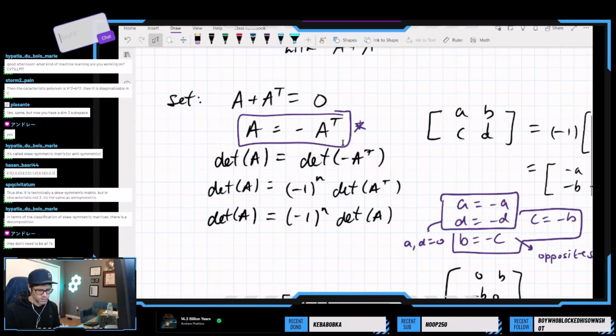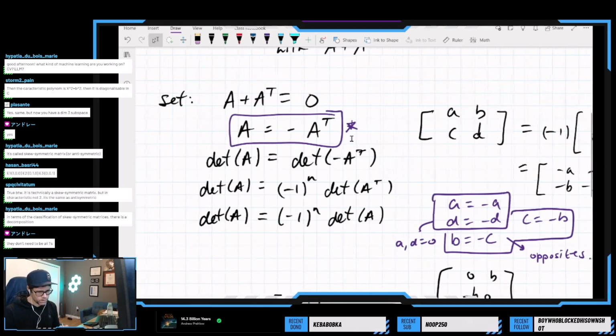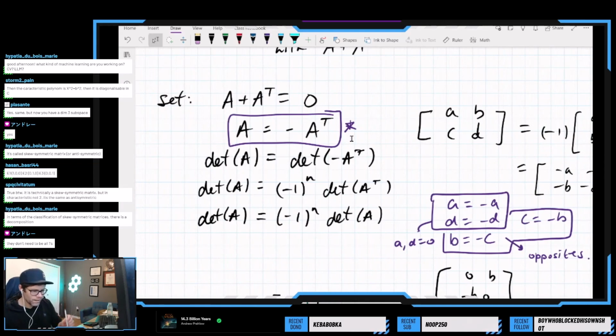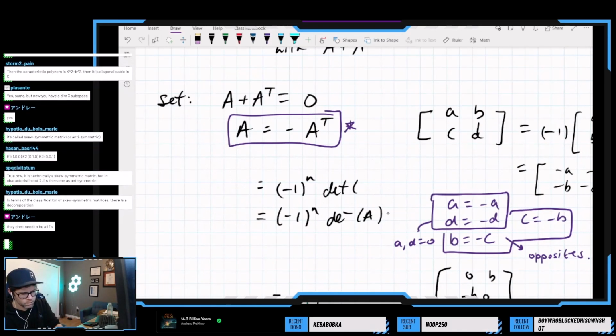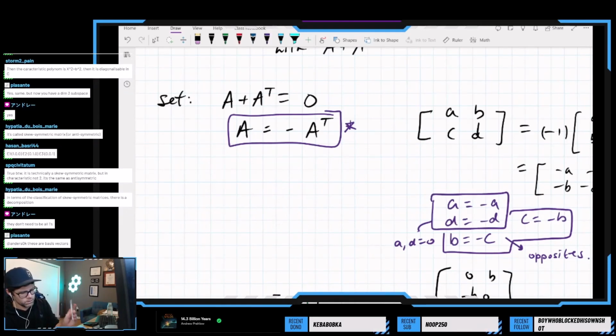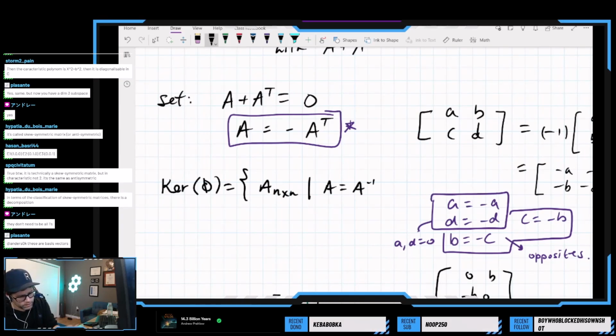Right? This is the set of skew symmetric matrices. Any matrix that satisfies that particular property should be a part of the kernel. And so we don't really have to go into determinants, I don't think. I don't think that was really helpful. So what do we say? We say that the kernel of our transformation should be the set of A's, and these are n by n matrices such that A is equal to negative A transpose.